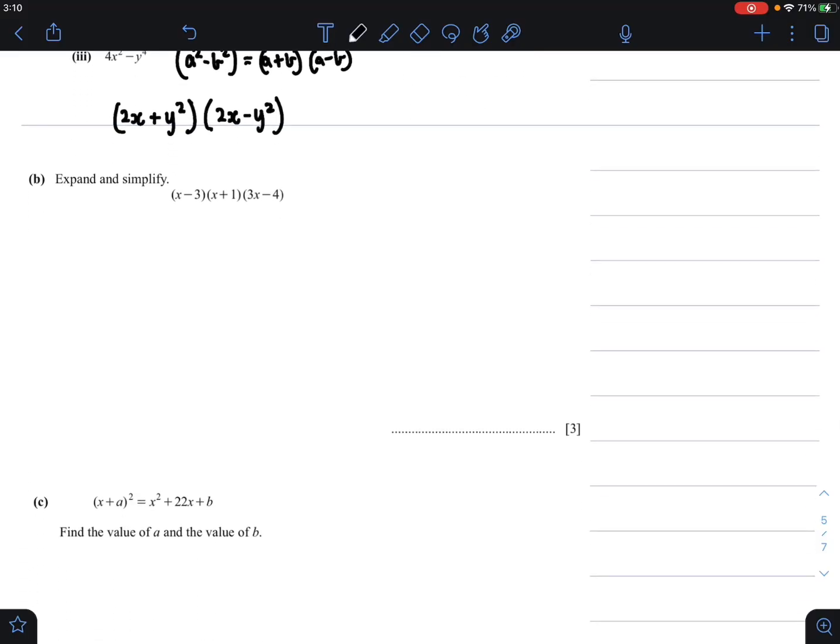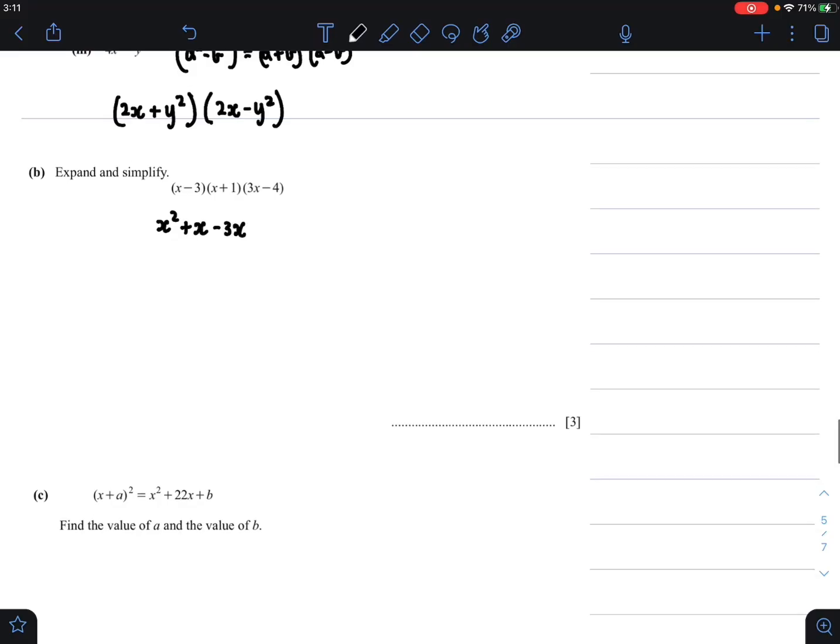So the easiest way to solve such questions is to expand only two brackets first. So let's expand x minus 3 and x plus 1 first. So x multiplied by x is x square. x multiplied by 1 is positive 1x, so positive x. And negative 3 multiplied by x is negative 3x. So plus x minus 3x. Now negative 3 multiplied by 1 is equal to negative 3. And then after we simplify this, we can multiply that entire bracket by the last bracket.